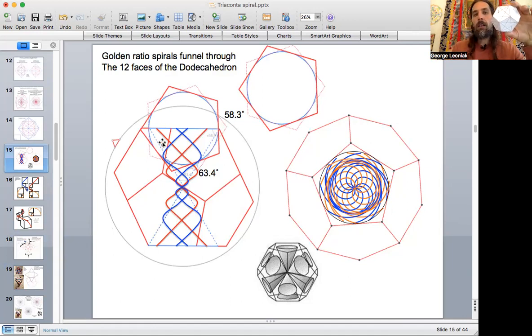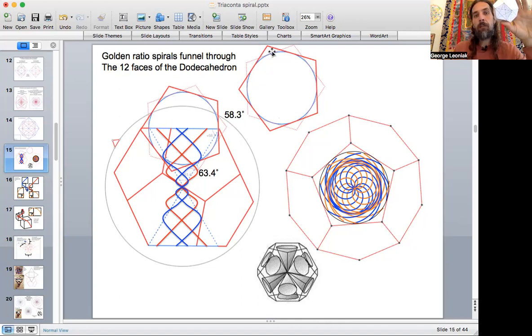This is how the spirals work within the dodecahedron. They funnel into each of the 12 faces, making these cones. And there's actually a circle within that pentagon face. So I really want to just describe how the spirals are working in these forms in the dodecahedron, and just show that the spiral is part of the form.